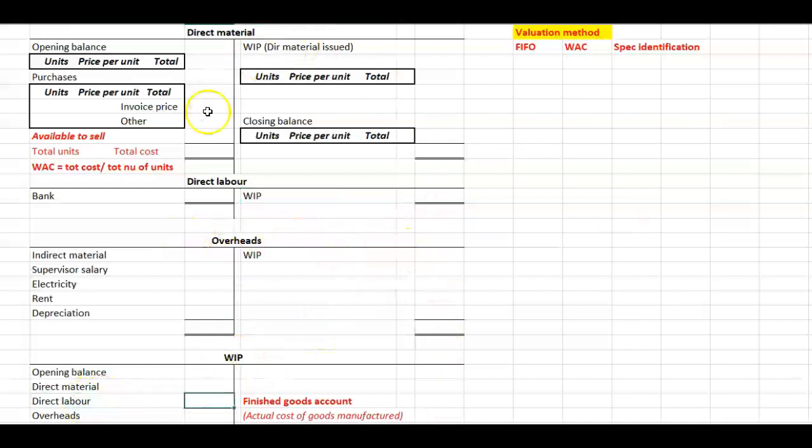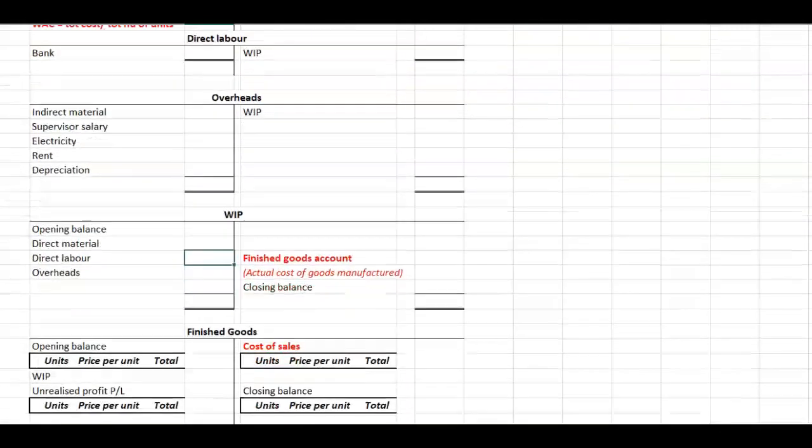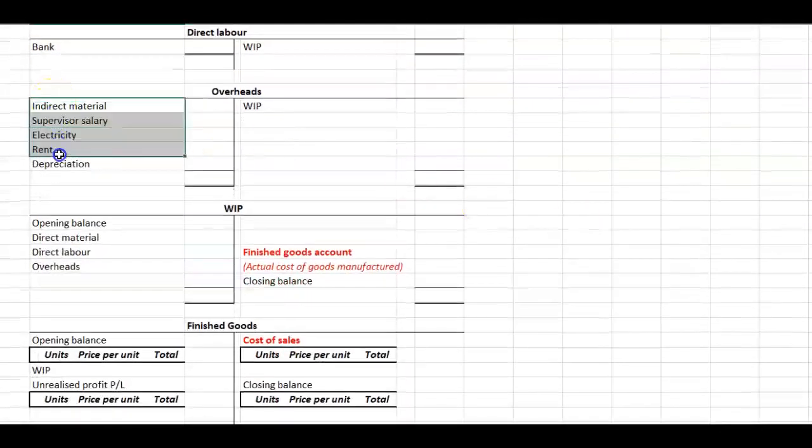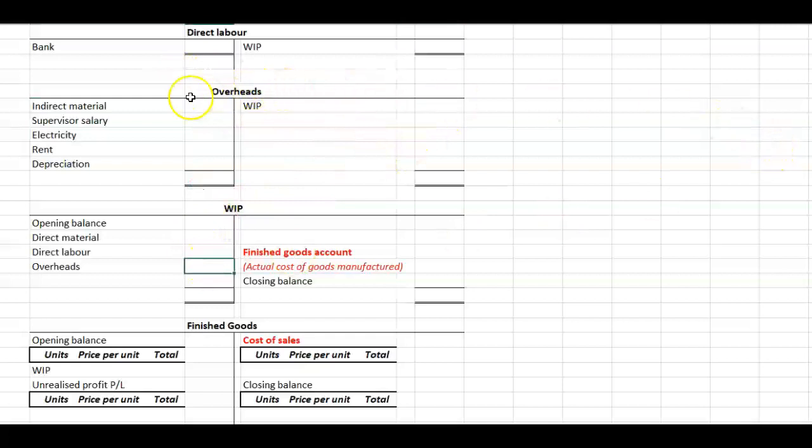Overheads. Now all the indirect costs that I haven't accounted for, but I was obliged to incur in order to produce and to finish off my finished product, I'm going to accumulate all those costs in my overhead account, and then I'm going to transfer the total of that cost to my work in process account.